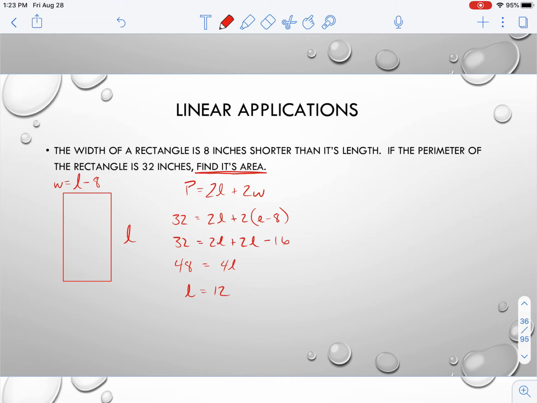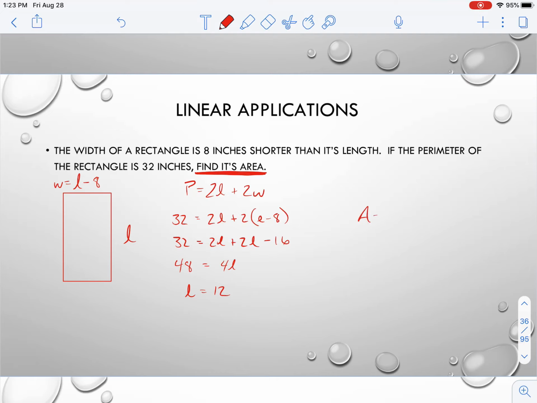Remember I said to identify, circle, box, highlight, underline, whatever you've got to do, make a note of what it is you're solving for, so you don't get to this point and say, oh, throw a box around it, I have an answer. You're not there yet. Okay, I need to know the area.